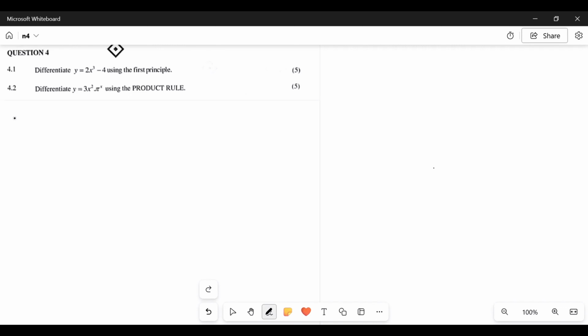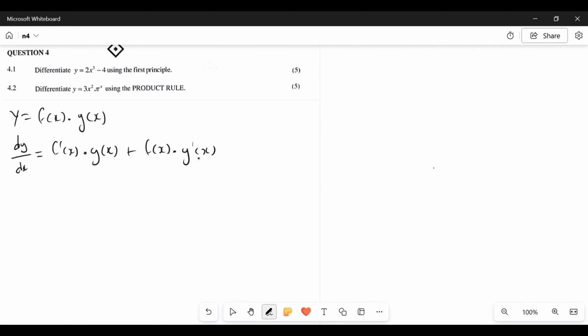It goes like this: when you have y equals f of x multiplied by g of x, your answer, your dy over dx, is going to be f prime of x multiplied by g of x plus f of x multiplied by g prime of x. So basically what you're doing here, you derive the first one and you leave the other one in the first term, and in the second term you derive the other one and you leave the first one. So basically that's what's happening there.